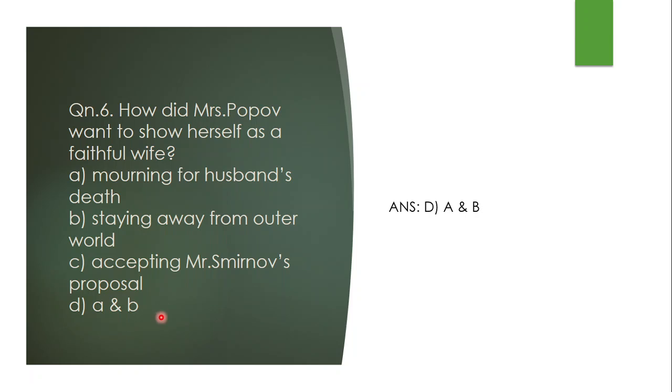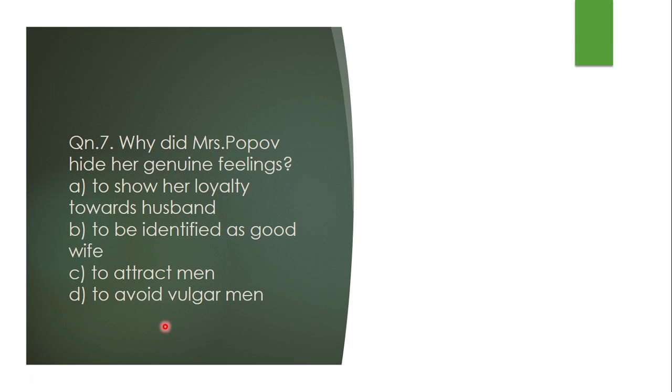Means here A and B. Yes, you look at A. How did Mrs. Popov want to show herself as a faithful wife? Because she was mourning for her husband's death even after 7 months. Second point, staying away from the outer world. Both A and B are correct answers. That's why the correct option is D. You cannot select any one of them because they both are correct answers. That's why you have to select D.